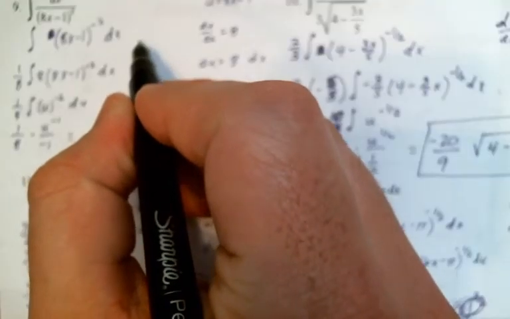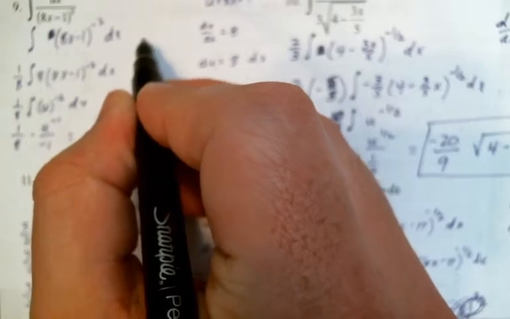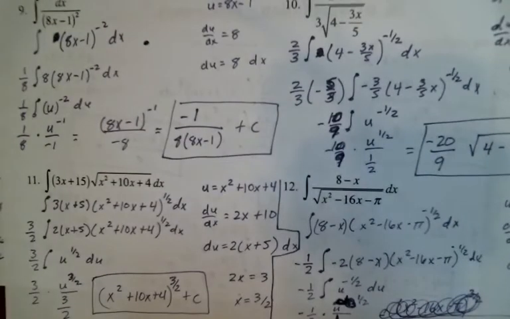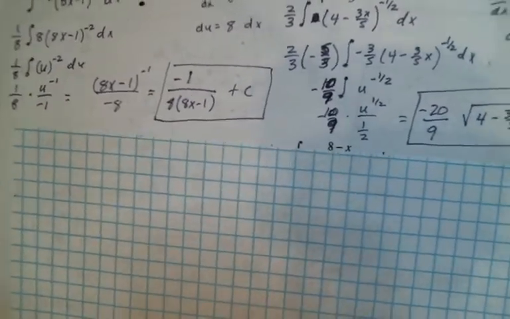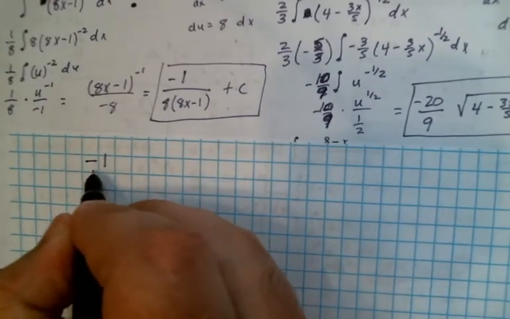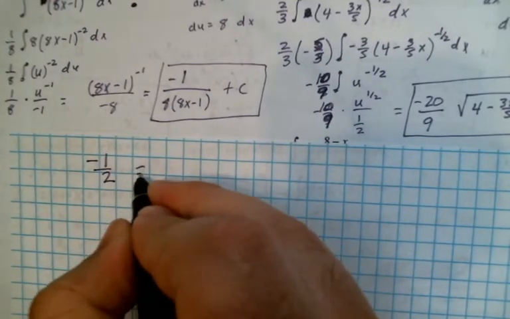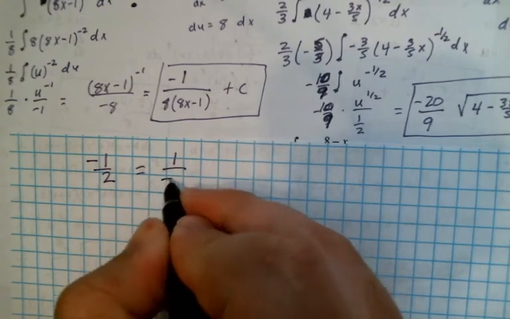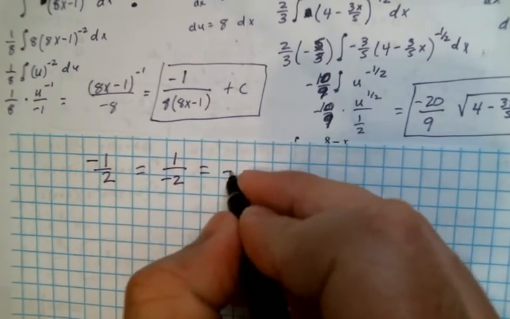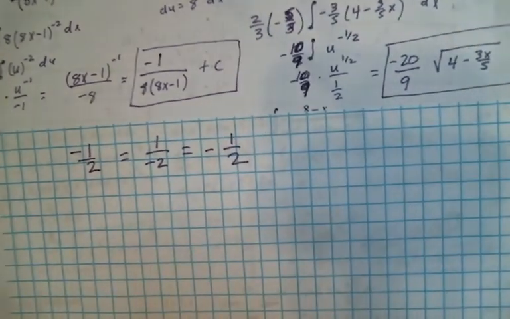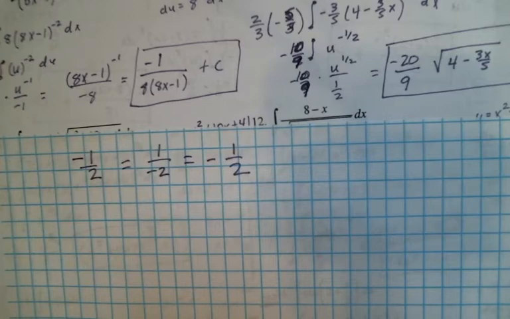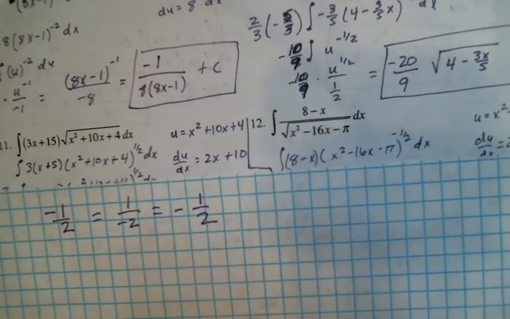Remember that, and this is just an example, but -1 over 2 is equal to 1 over -2, which is equal to -1/2. All three of these equal each other. They're all negative. So no matter where that negative is, you're good. And I just used 1/2 as an example. All right?